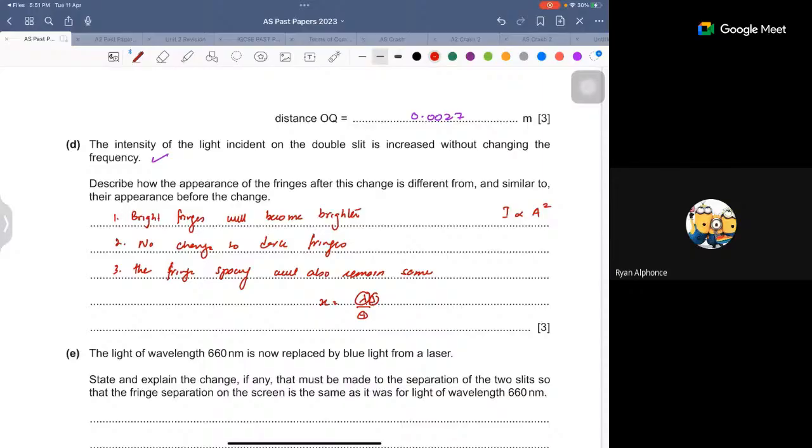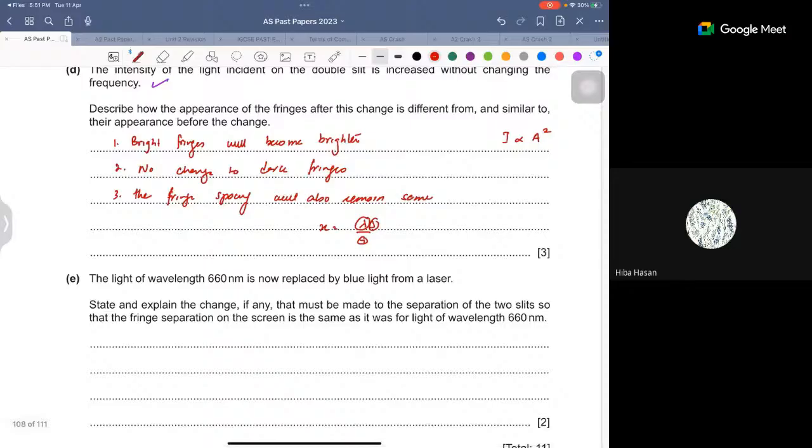Any other questions? Sir, what affects the sharpness of the fringes? What affects the sharpness? Well, the sharpness of the fringes can be affected by, in my opinion, intensity. You can say that increasing the intensity would cause the dark fringes to look darker compared to the bright fringes. That's true.